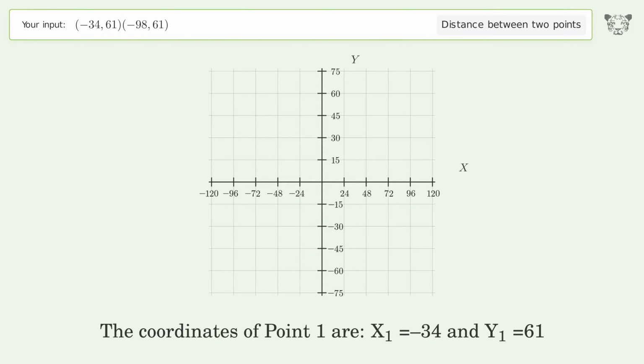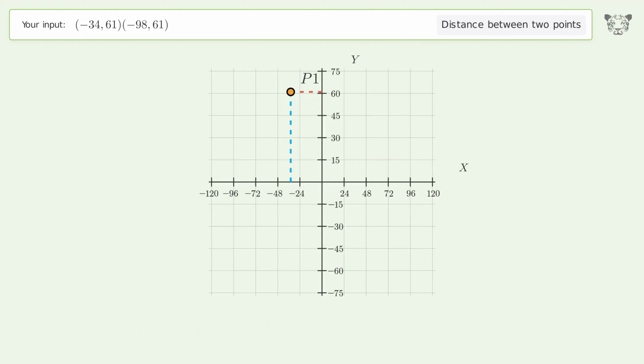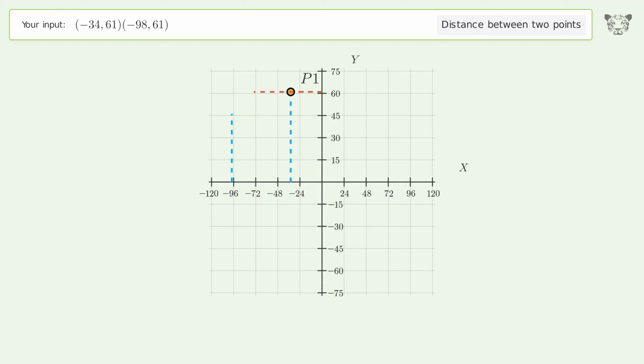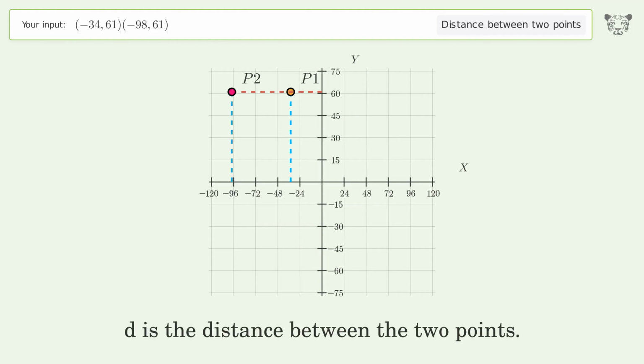The coordinates of point 1 are, x1 equals -34 and y1 equals 61. The coordinates of point 2 are, x2 equals -98 and y2 equals 61. D is the distance between the 2 points.